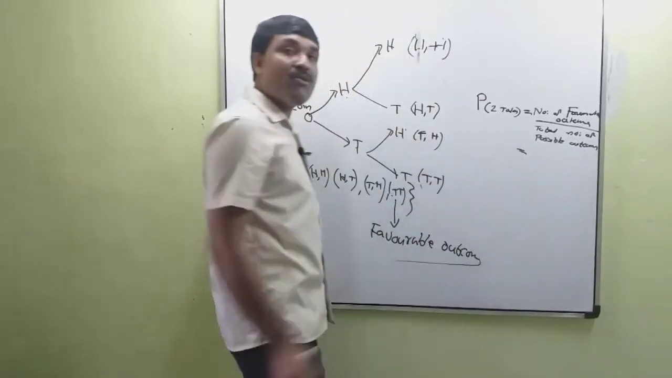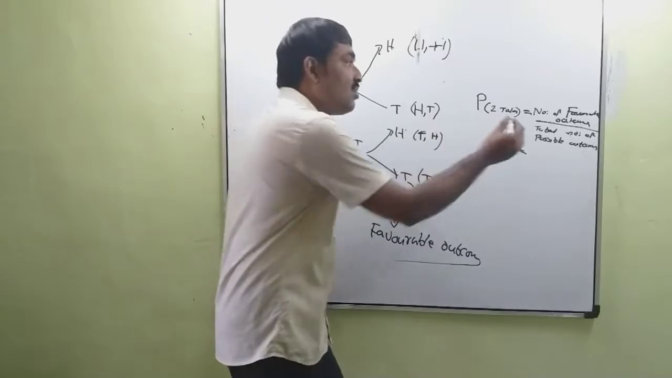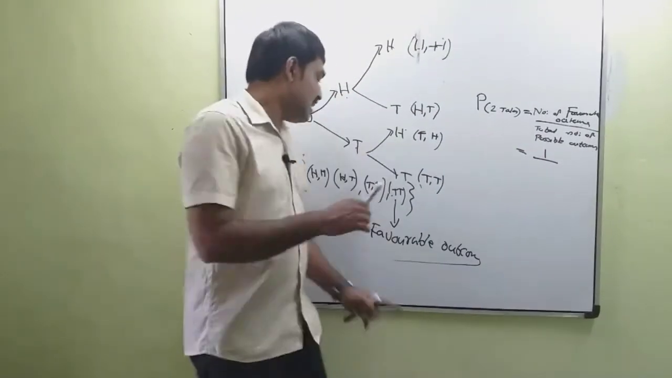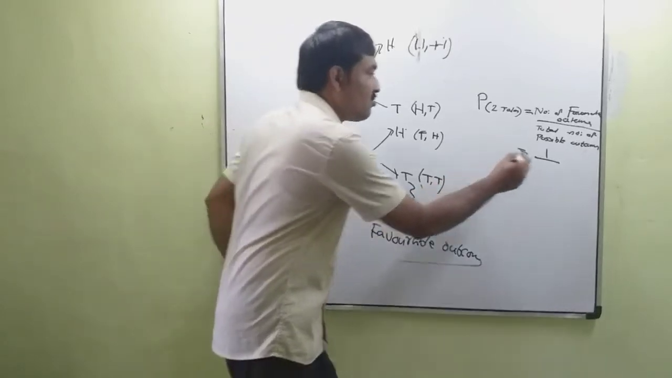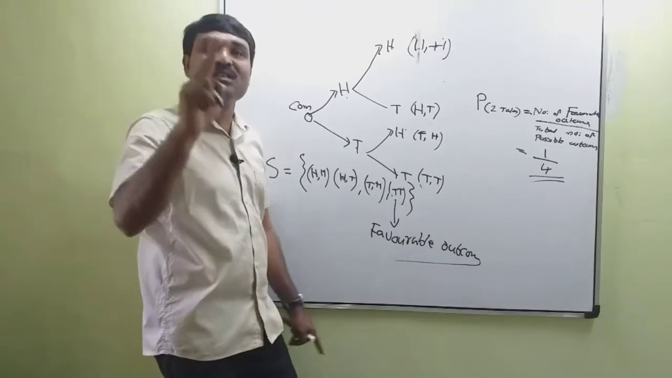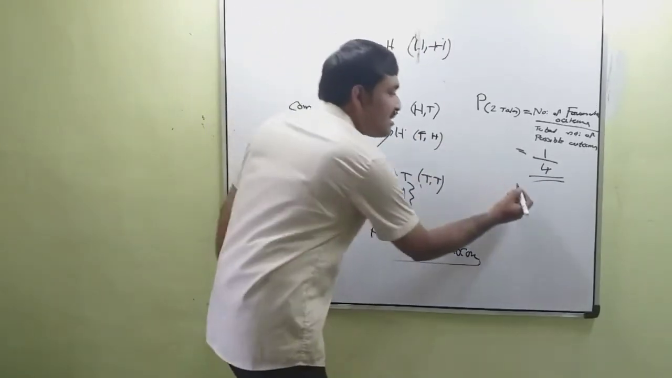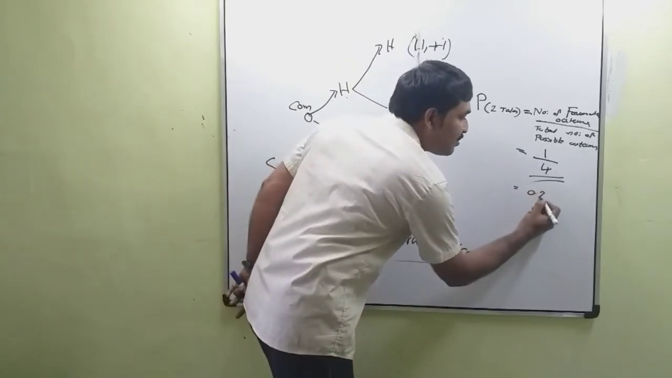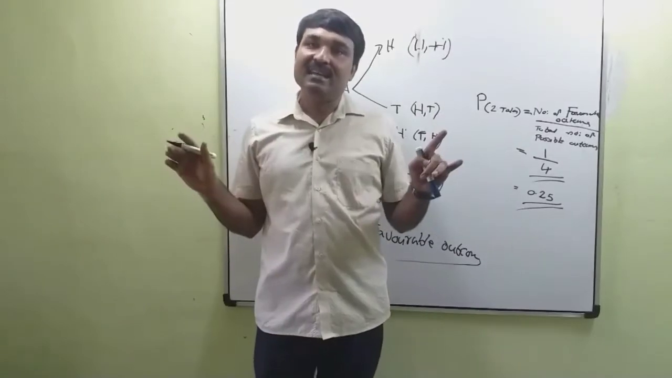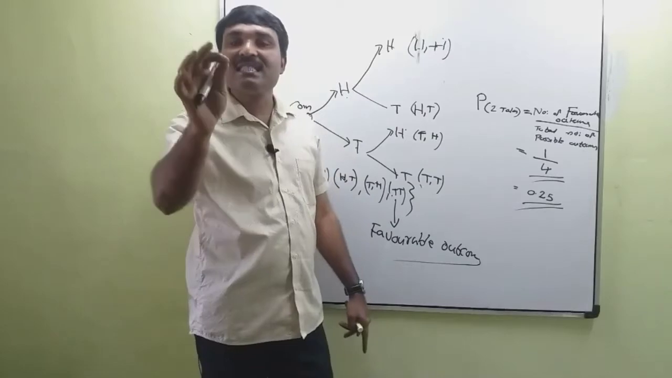Okay, what is the number of favorable outcomes in this case? We have only one favorable outcome. So the numerator becomes 1. What is the total number of possible outcomes? That is 1, 2, 3, 4. So 1 by 4. So this is the probability of getting 2 tails while tossing a coin twice. This is equal to 0.25.